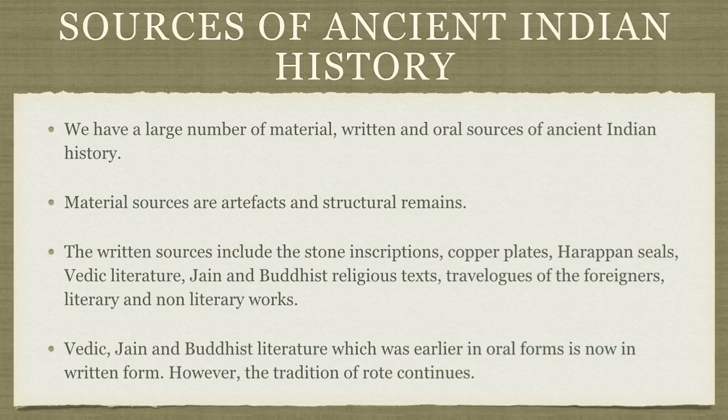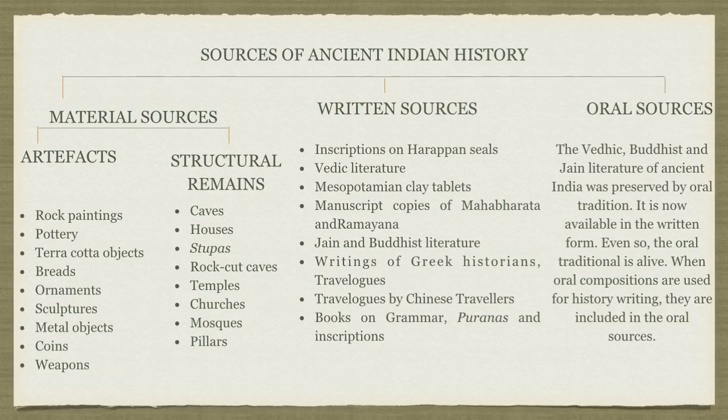Next, sources of ancient Indian history. We have a large number of material, written, and oral sources of ancient Indian history. Material sources are artifacts and structural remains. The written sources include the stone inscriptions, copper plates, Harappan seals, Vedic literature, Jain and Buddhist religious texts, travelogues of the foreigners.